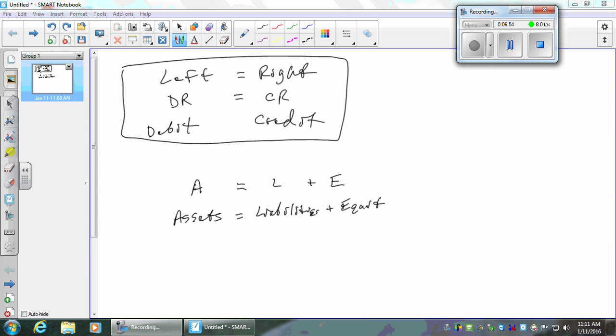So all my possessions are my assets. The stuff sitting in front of you is your asset. Got the idea? Okay. All right. So assets are anything that we might possess.